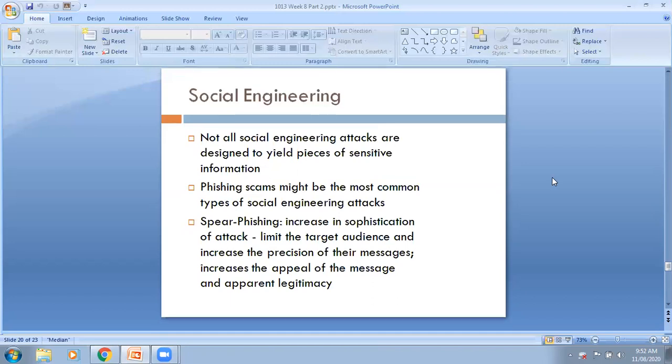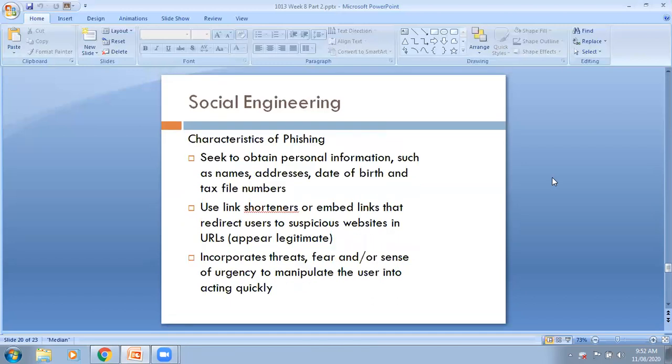Phishing. What are the characteristics of phishing? Seeking personal information such as names, addresses, date of birth, and tax file numbers. They use link shorteners or embed links that redirect users to suspicious websites that can really, really look legitimate and real. So there's a lot going on at the moment with tax office links and things that are not real, but they look really real.